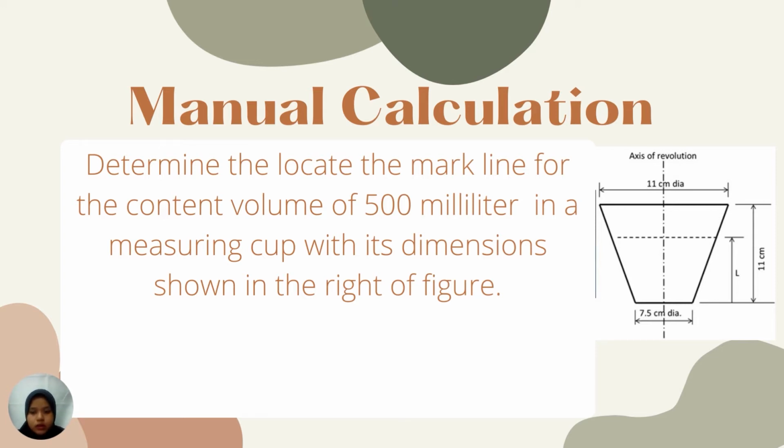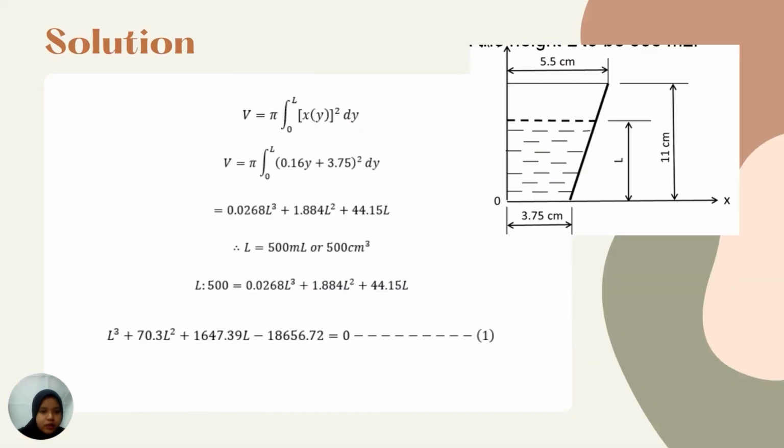The volume of a solid of revolution of given length may be determined by an equation. The profile of the measuring cup in the figure is represented by a function x(y) equal to 0.16y plus 3.75 in an xy coordinate system shown in the slide diagram.